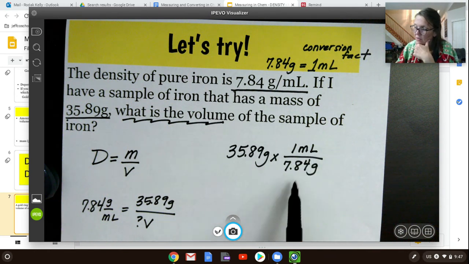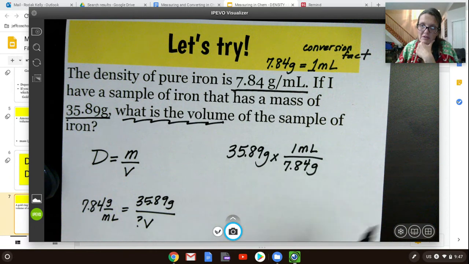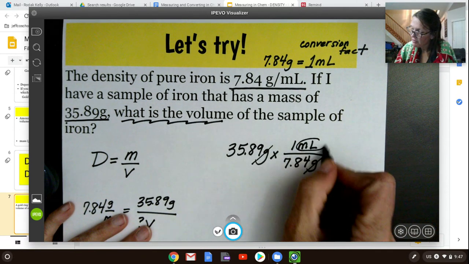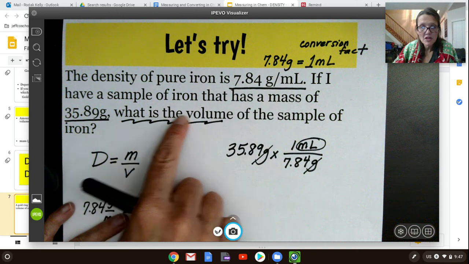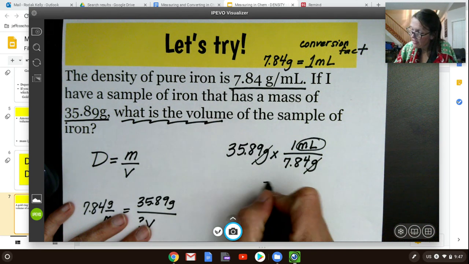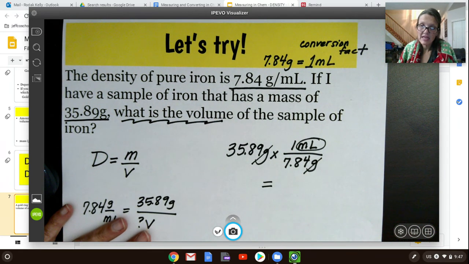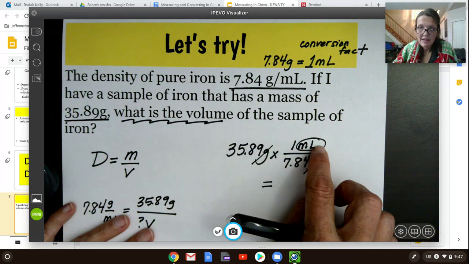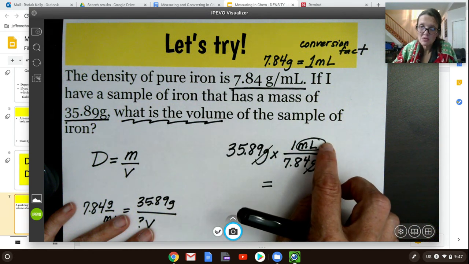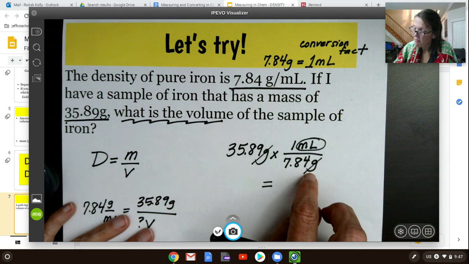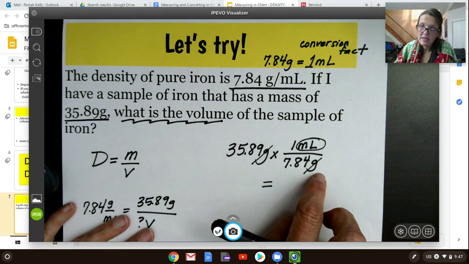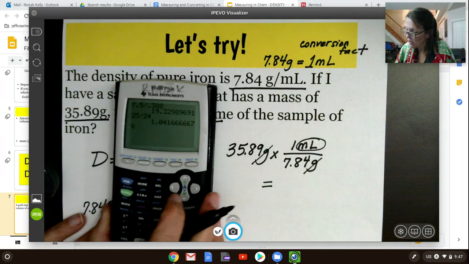So you pick the way that you want to write it in order to change your units. So the grams are going to cancel, and I'm going to be left with milliliters, which is what I'm looking for, the volume. And then I just need to solve it. In order to solve it, I'm going to take the given and multiply it by the top number in the fraction, which is 1 in this case, and divide it by the bottom number. So we're going to do 35.89 times 1 divided by 7.84.